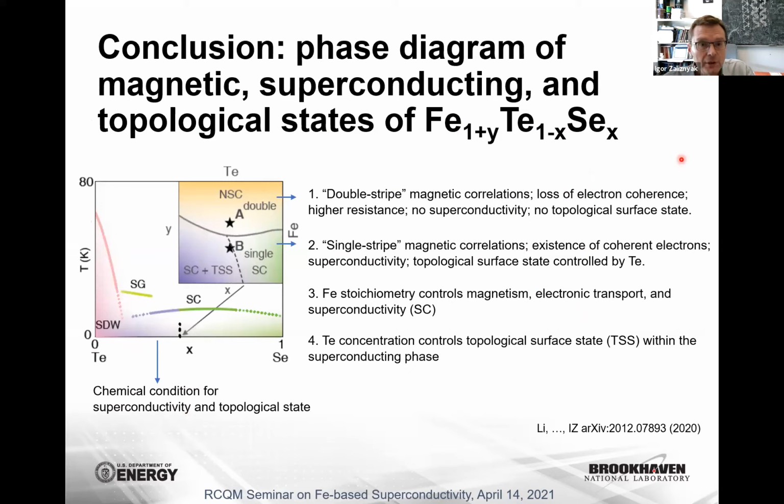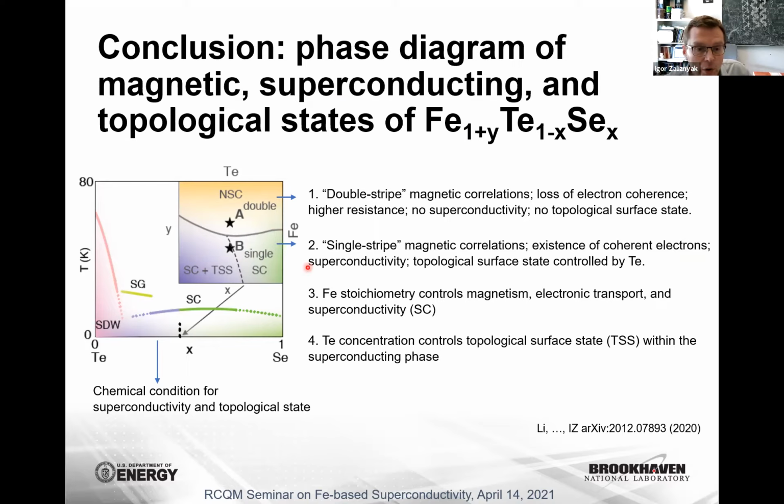So to conclude, we have been able to construct a phase diagram which shows that at a higher iron content, an electronic state is realized where the band structure near the Fermi level is incoherent. It is characterized by double-stripe type magnetic correlations, which most likely arise from strong correlation effects. Upon lowering temperature, no superconductivity develops and correspondingly no topological surface state.